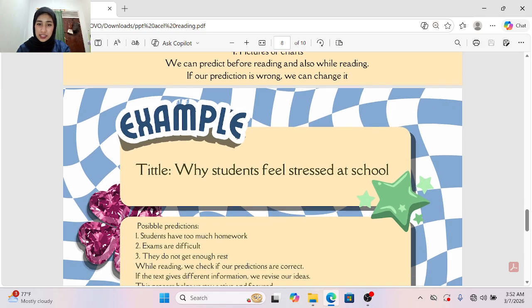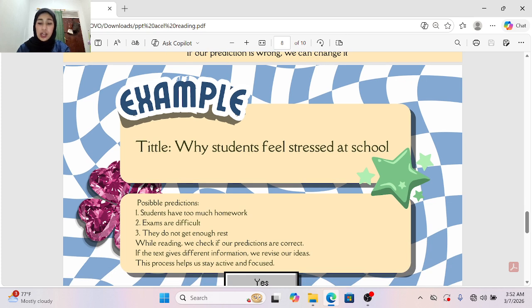And the next one is example of predicting. For example, the title is Why Students Feel Stressed at School. From this title, we can predict that the text will explain the reasons students feel stressed. Some possible predictions are students have too much homework, the exams are difficult, and students do not get enough rest.